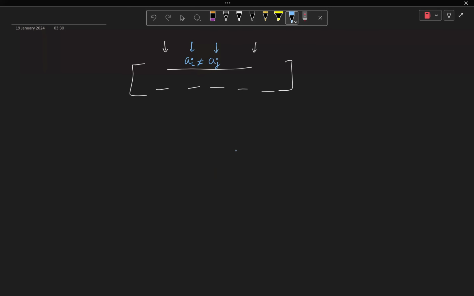In case no such two elements exist, we have to print i equal to j equal to -1. Otherwise we have to print i comma j as the answer of the query. So is the problem clear?